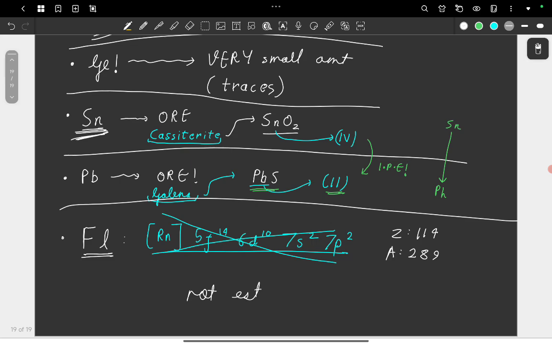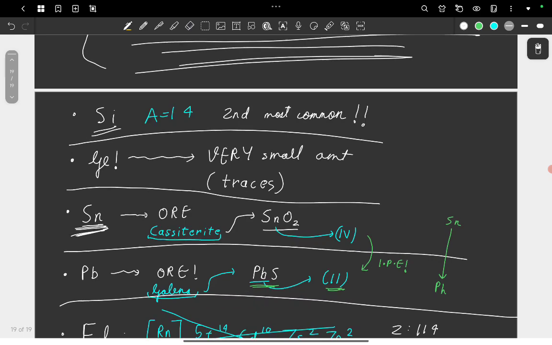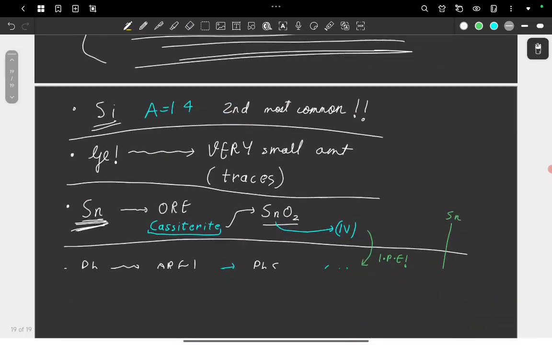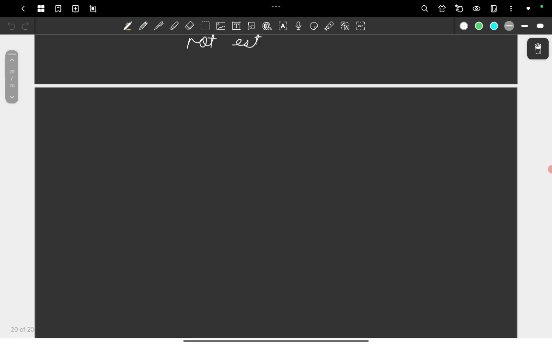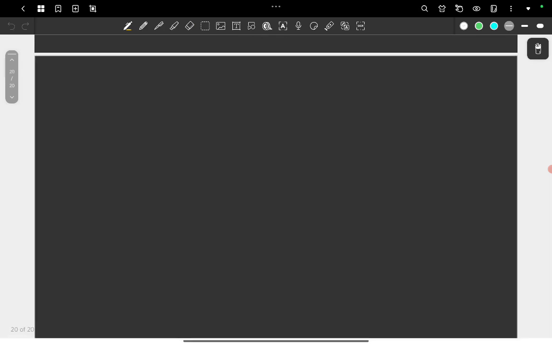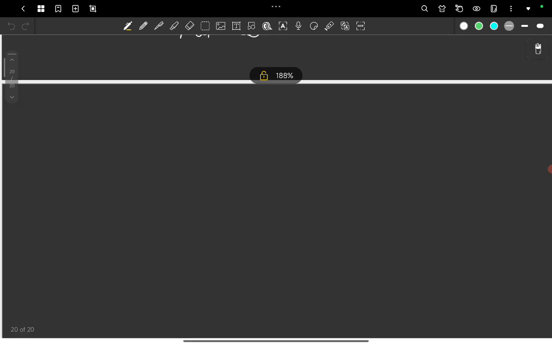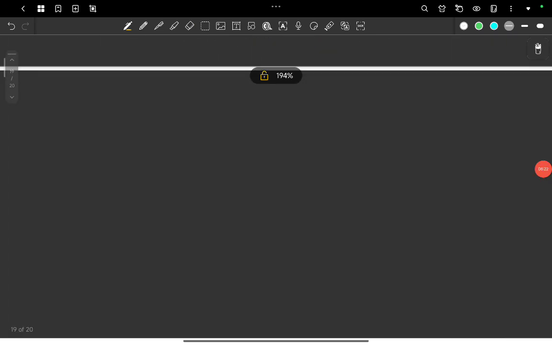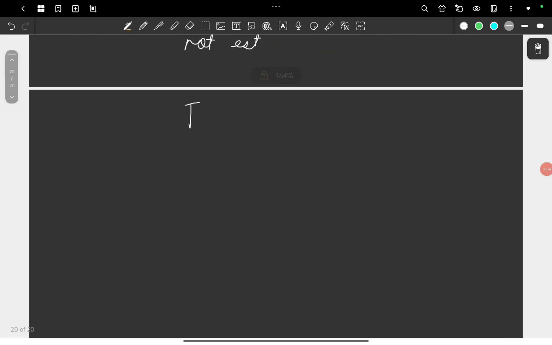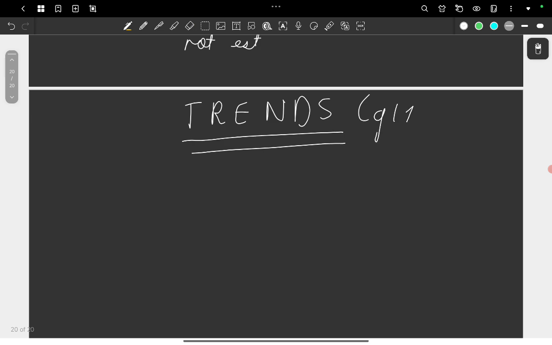And yeah, that's it. Its chemistry is not established. It is radioactive. Basically everything above bismuth is more or less radioactive, and we haven't been able to study them to the substantial amount of knowledge we have of other elements which are lower than bismuth. But yeah, that's about it. Now comes the important portion from which you will notice the most questions in your JEE Mains or NEET examinations, which are the trends.